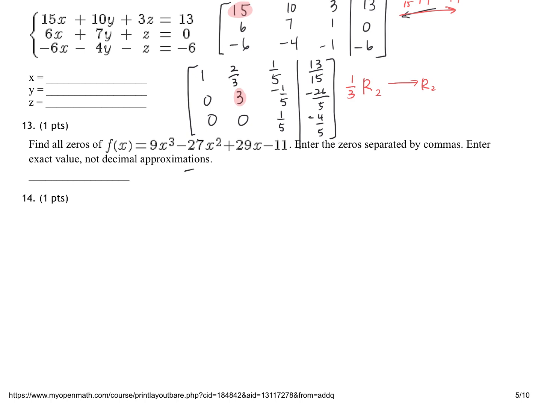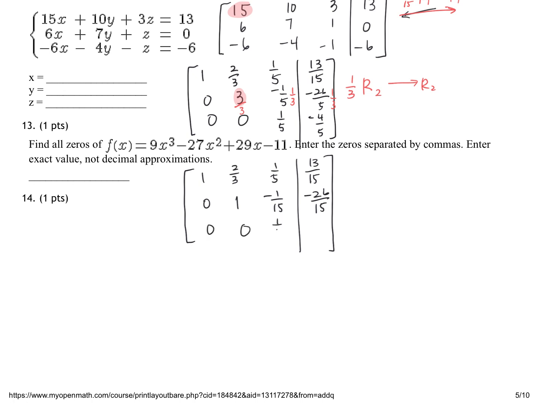So let's see. Row 1 does not change. We have 1, 2/3, 1/5, 13/15. Row 2 is going to change. If we divide this by 3, that'll be a 1. So we'll have 0, 1. We multiply this by 1/3, we'll get negative 1/15. And if we multiply this by 1/3, we will get negative 26/15. And then the last row does not change yet.